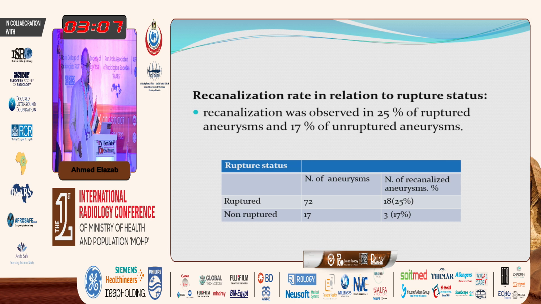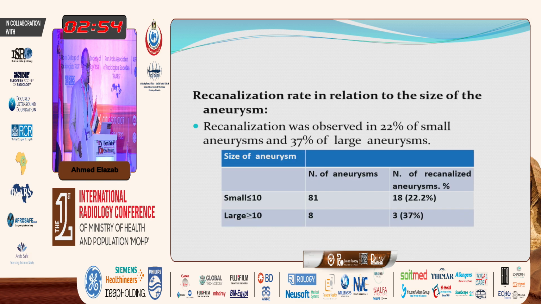In our study, recanalization rate in relation to rupture status: the incidence of recanalization in ruptured aneurysm was 25%, and in non-ruptured aneurysm it was only 17%. Incidence of recanalization in relation to the size of the aneurysm: small aneurysm with less than 10 millimeter has incidence of recanalization of 22%, and larger aneurysm was 37%.